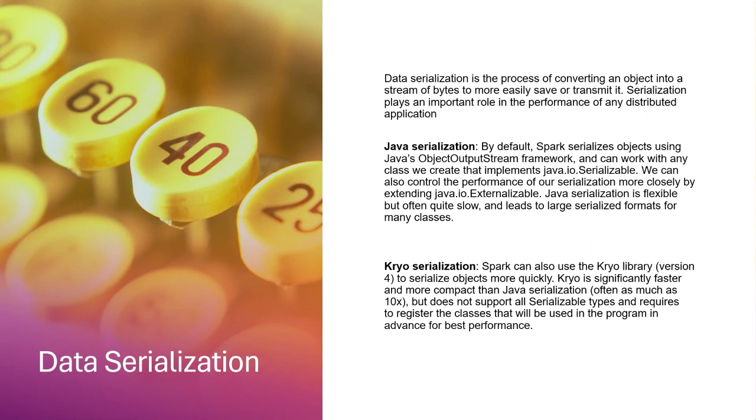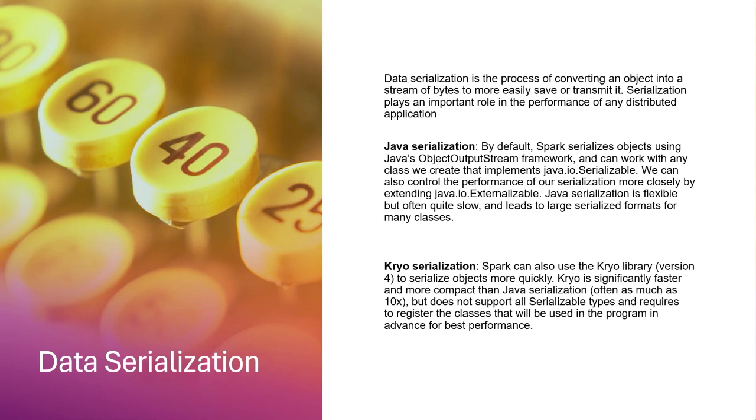What is data serialization? Simply put, it is the process of converting an object into a stream of bytes so that it can be easily saved, transmitted, read. Now, serialization plays a very important role in the performance of any distributed application. So there is no way we can overlook data serialization or not choose the proper type of serialization when we are writing an application that is going to work on a distributed cluster. So this is the fundamental thing that will happen in terms of converting an object into a stream of bytes so that it can get passed on to different nodes or get distributed.